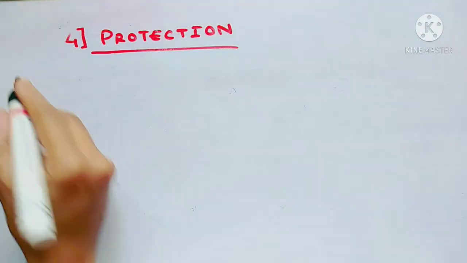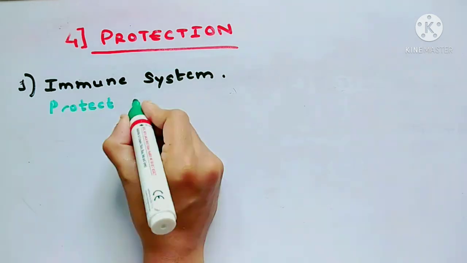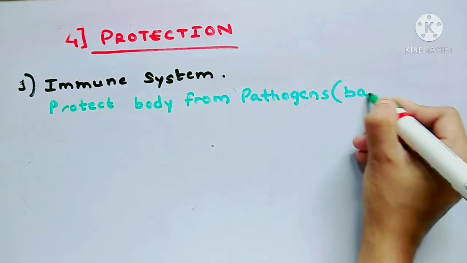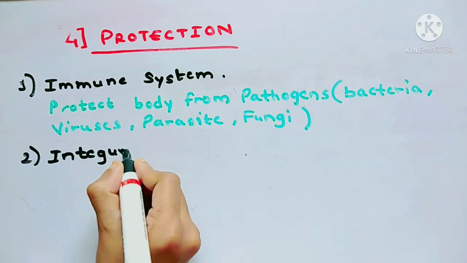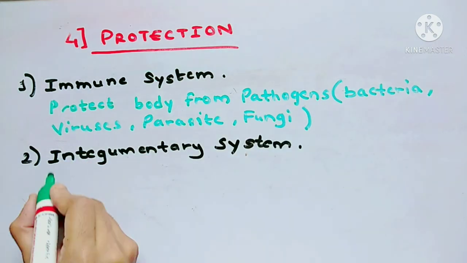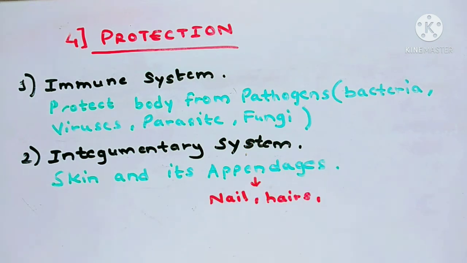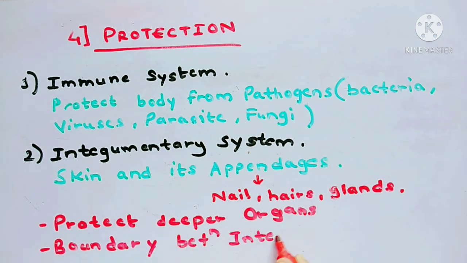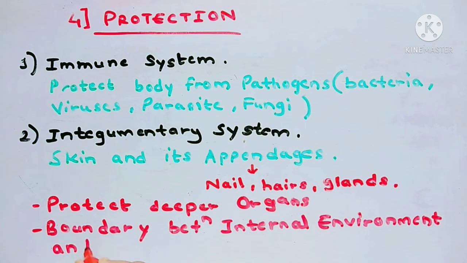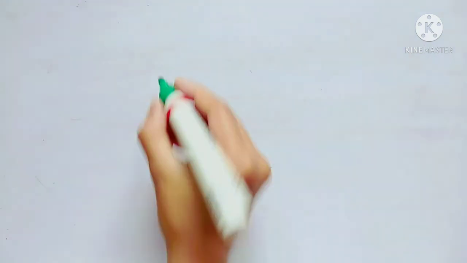The fourth is protection. When we are talking about protection, we have two systems. First is the immune system, that protects the body from pathogens such as bacteria, viruses, parasites, and fungi. Second, we have the integumentary system, the skin and its various appendages like hair, nails, glands, and other structures, cushion and protect the deeper tissues and organs of the body, and generally provide a boundary between the body's internal environment and the outer world.